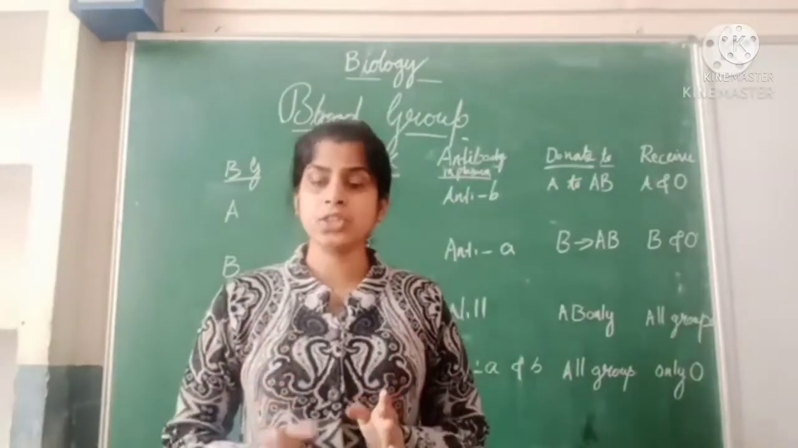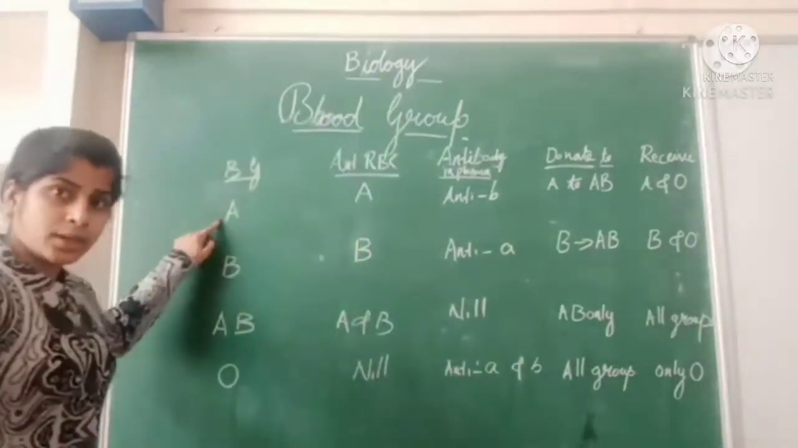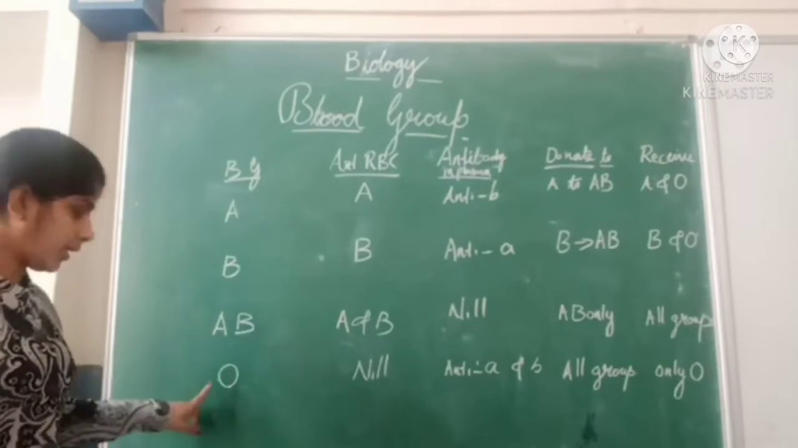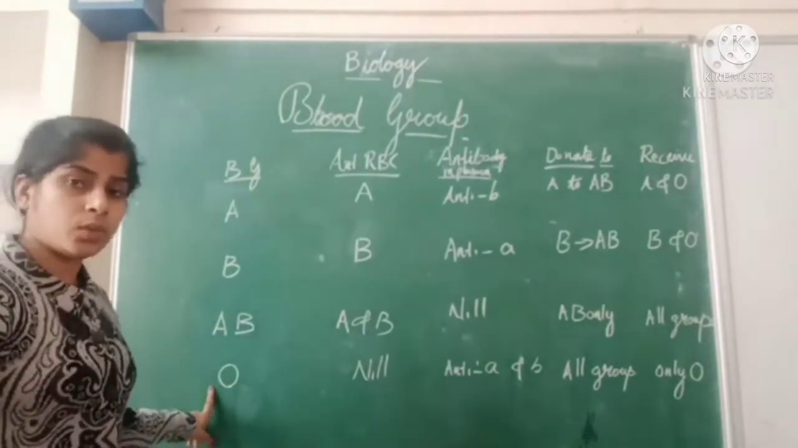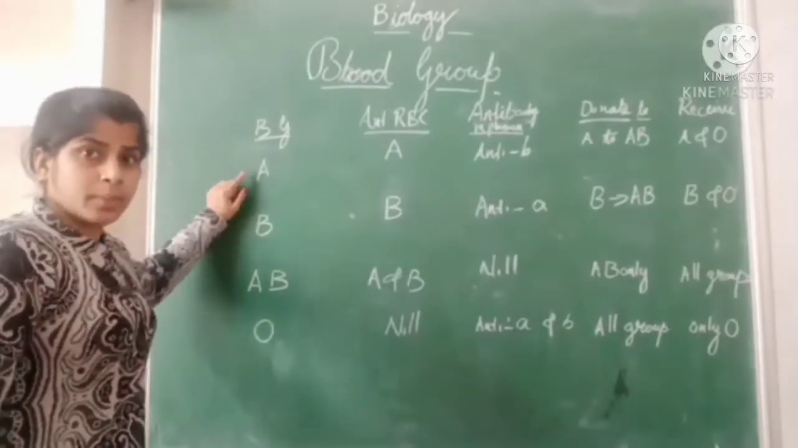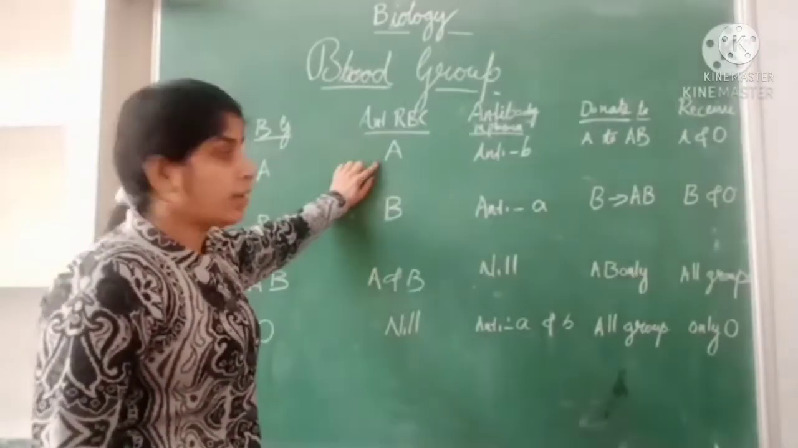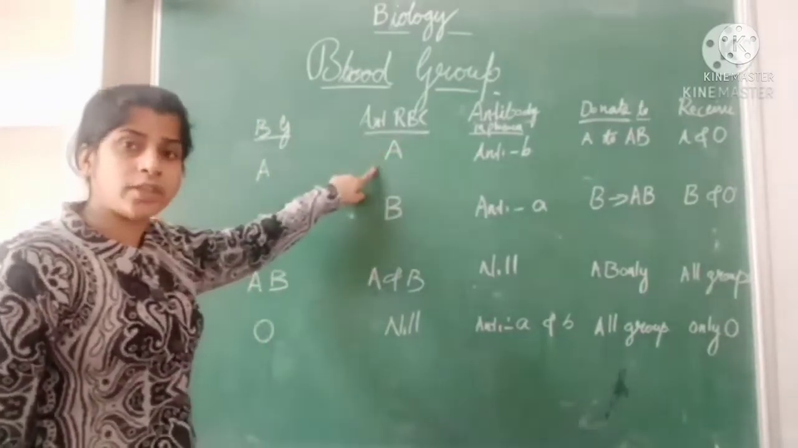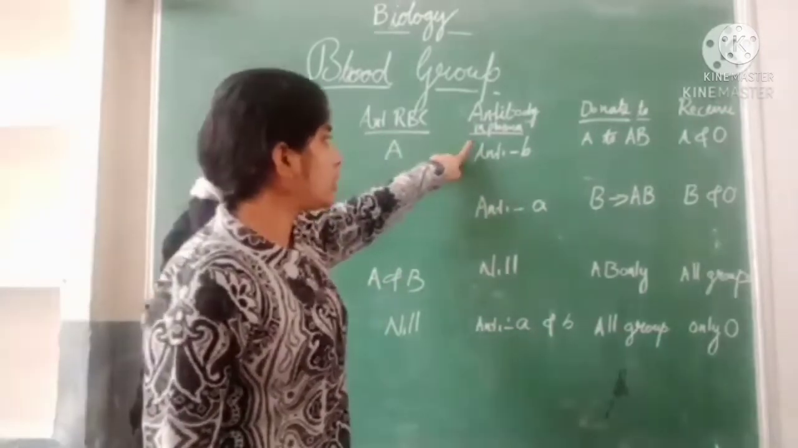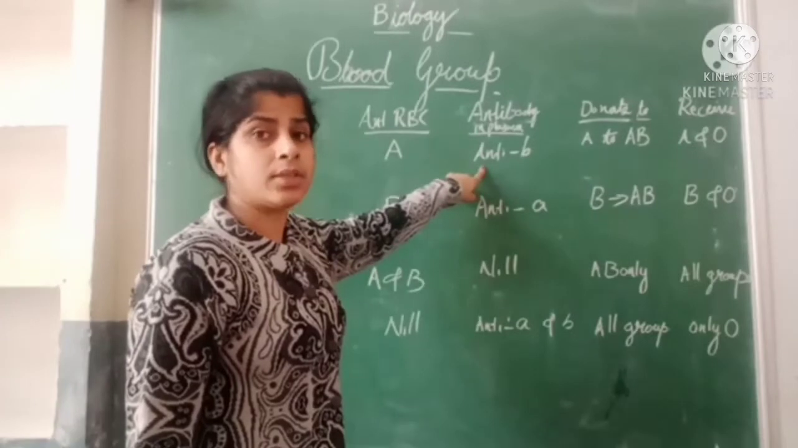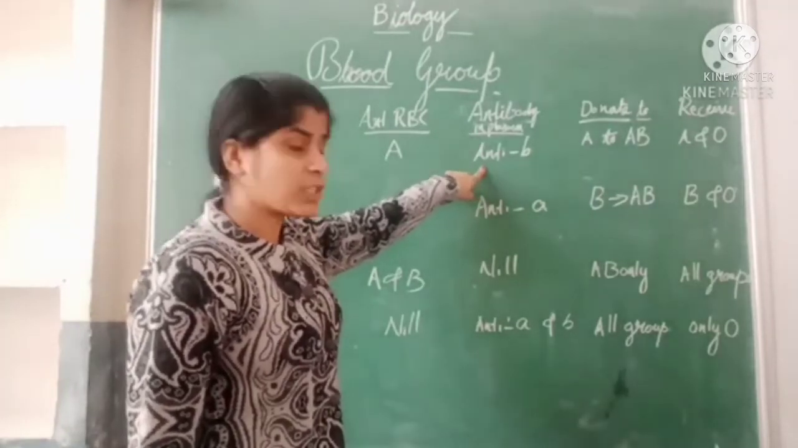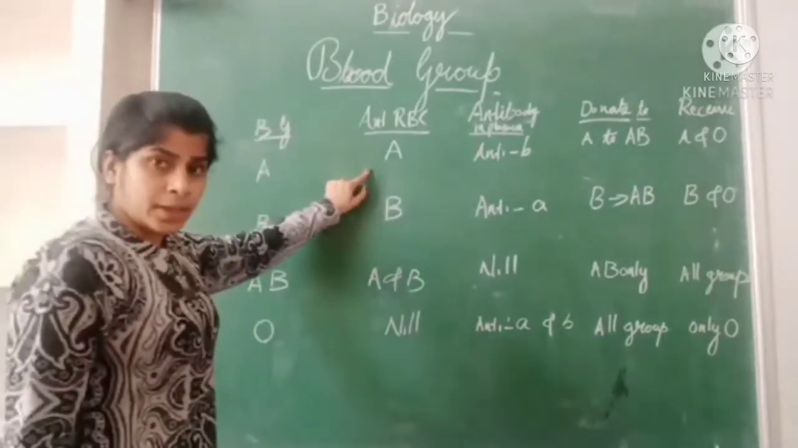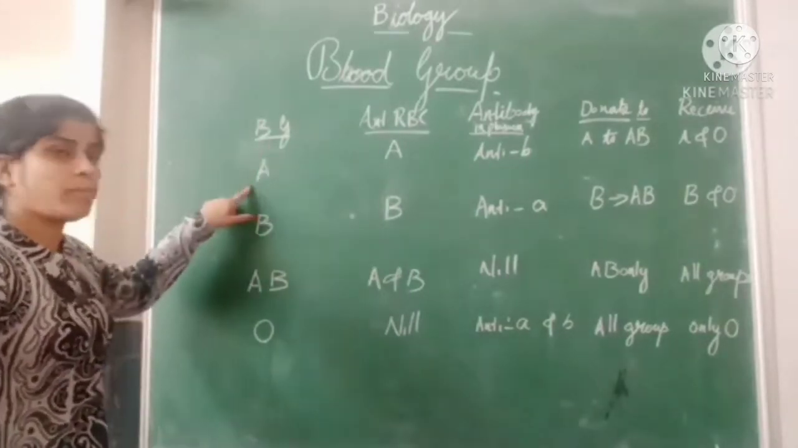Human blood is classified into four groups: blood group A, blood group B, blood group AB and O. Blood group A has antigen A present on the RBCs and antibody B present in the plasma.